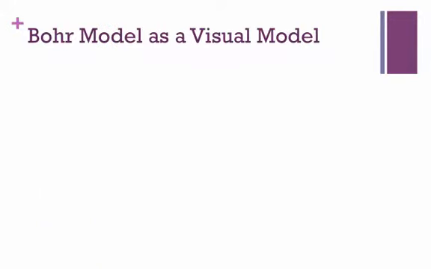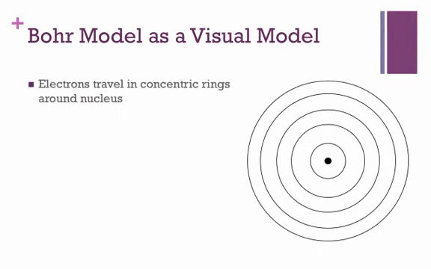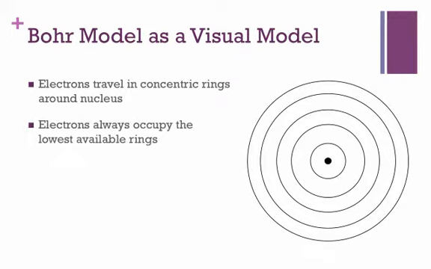We'll start by talking about the Bohr model as a visual model of the atom, meaning this is what people expect to see if they zoom down and are able to see an atom firsthand. We'll start with the idea that electrons travel in concentric rings around the nucleus. I have a picture over here on the right showing that. Electrons always occupy the lowest available ring. If we were to put our first electron in our model over here, it would live in this first ring. As we've talked about in previous videos, this ring holds 2 electrons. We would then move on and start placing electrons in the second ring as we keep going through this process.